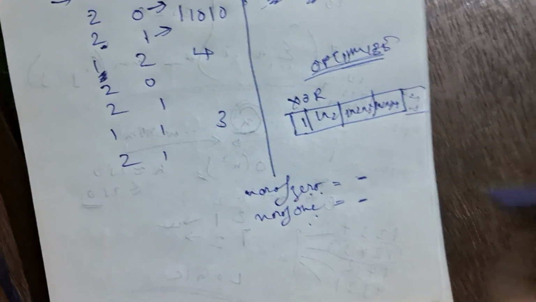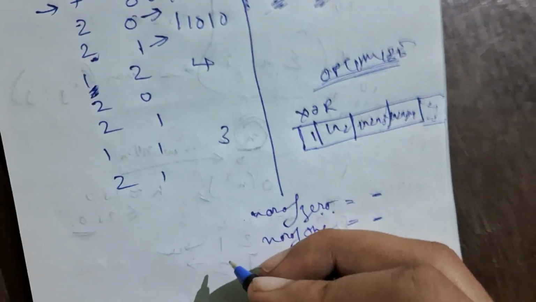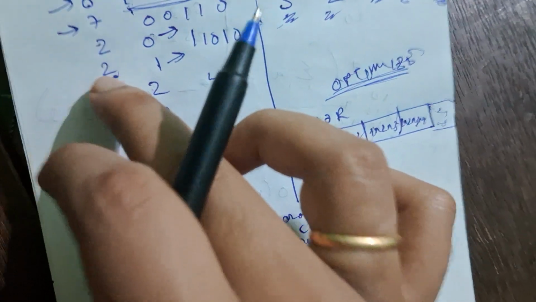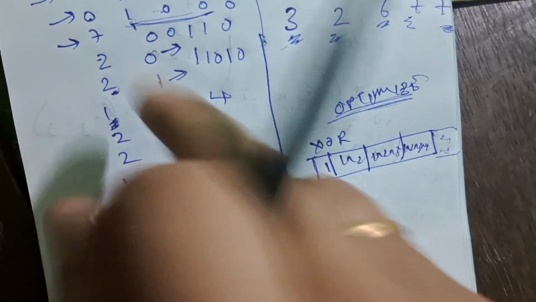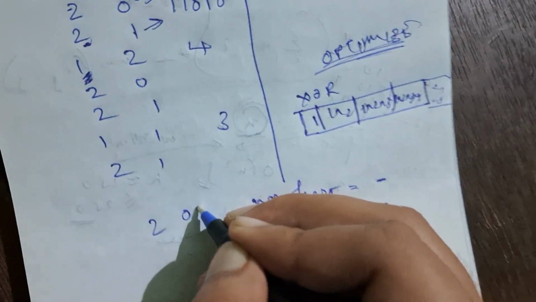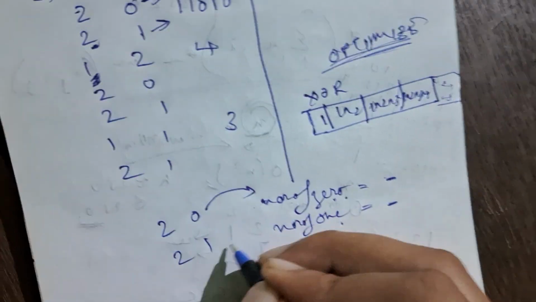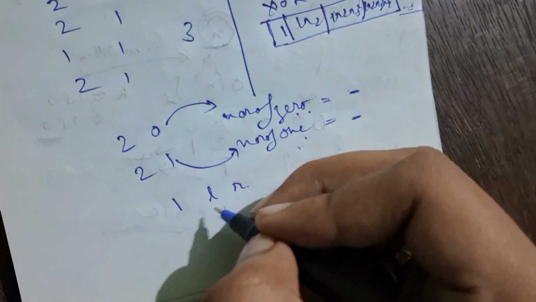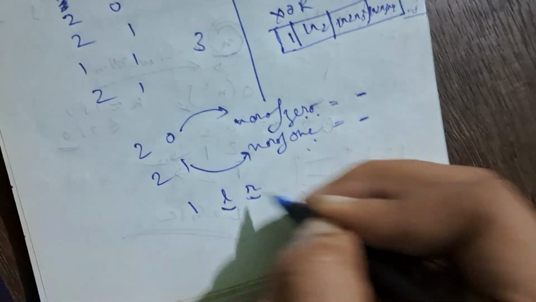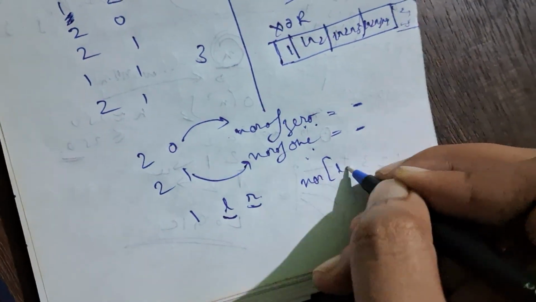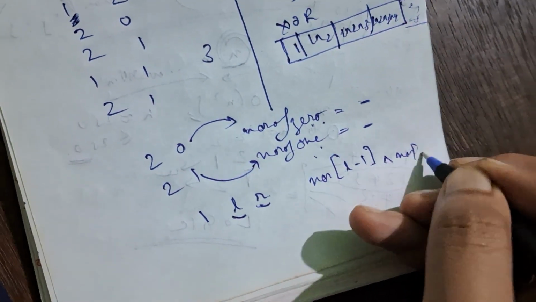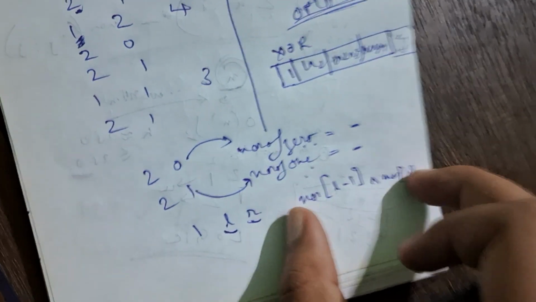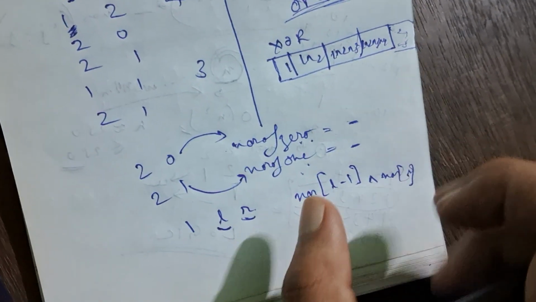So what you have to do is XOR this. I hope this is clear: whenever a 2 is occurring, if it is 2 and 0, you have to print XOR of 0, and if it's 2 and 1, then you have to print XOR of 1. Now what if it is 1 L R? You have to find out the XOR of all the elements in the range L to R. How are you going to find it out? XOR of L minus 1 with XOR of R, and that is the XOR of all the elements from L to R.